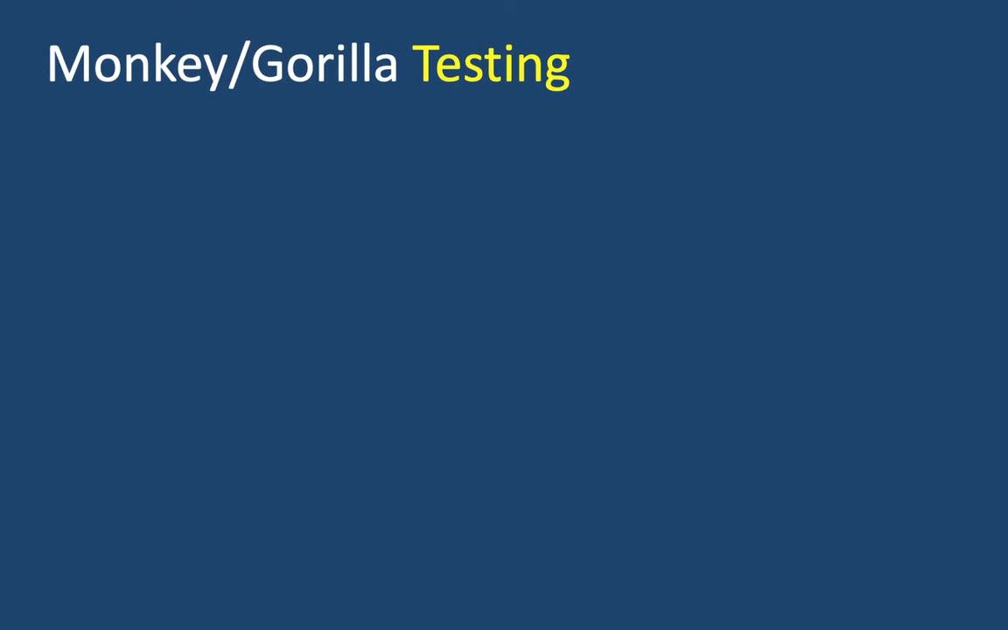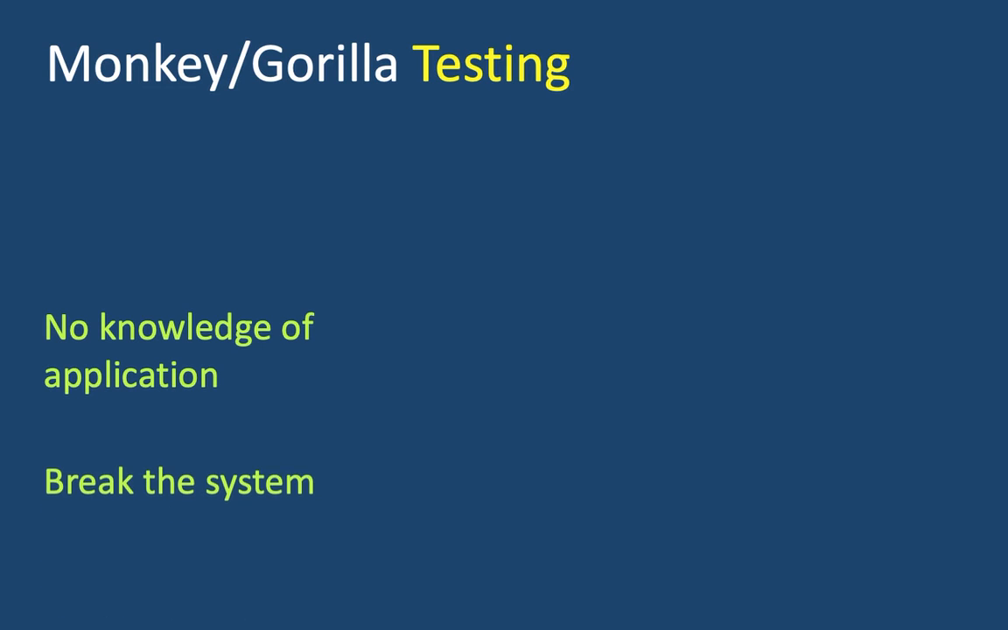Now let's learn what monkey or gorilla testing is. In this testing type, we also randomly test the application without any test cases or requirements. Unlike ad hoc testing, software testers don't have any knowledge of the application. In monkey testing, we just randomly click on some buttons and the main purpose is to break the system.